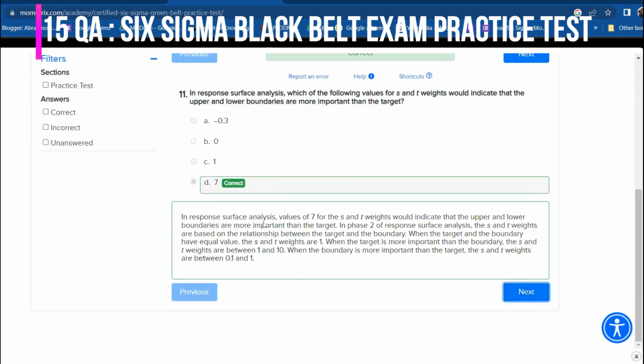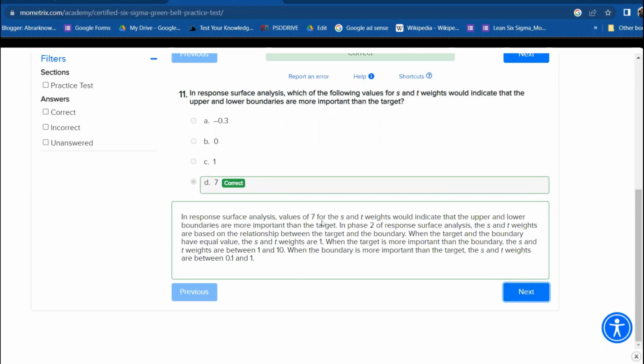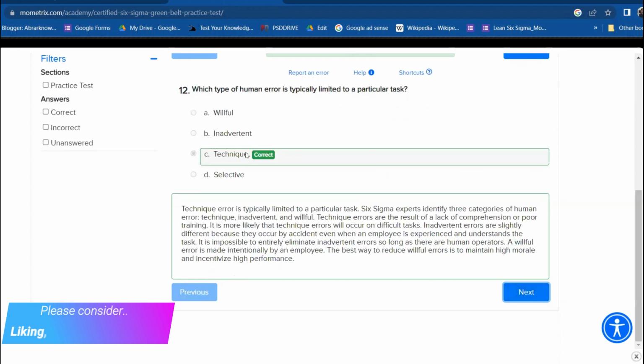And in response surface analysis, we selected 7 because 7 for the S and T weight would indicate the upper and lower boundaries are more important than the target. In phase 2 of response surface analysis, S and T weights are based on the relationship between the target and the boundary. When the target and the boundary have equal value, S and T are 1. If the target is more important than the boundary, then S and T weights are between 1 and 10. When the boundary is more important than the target, then S and T are 0.1 to 1.